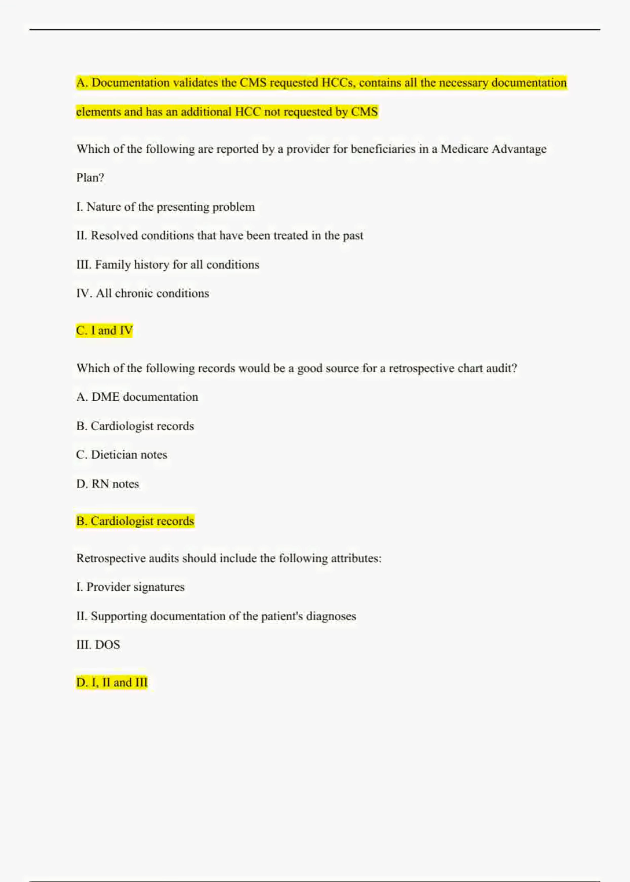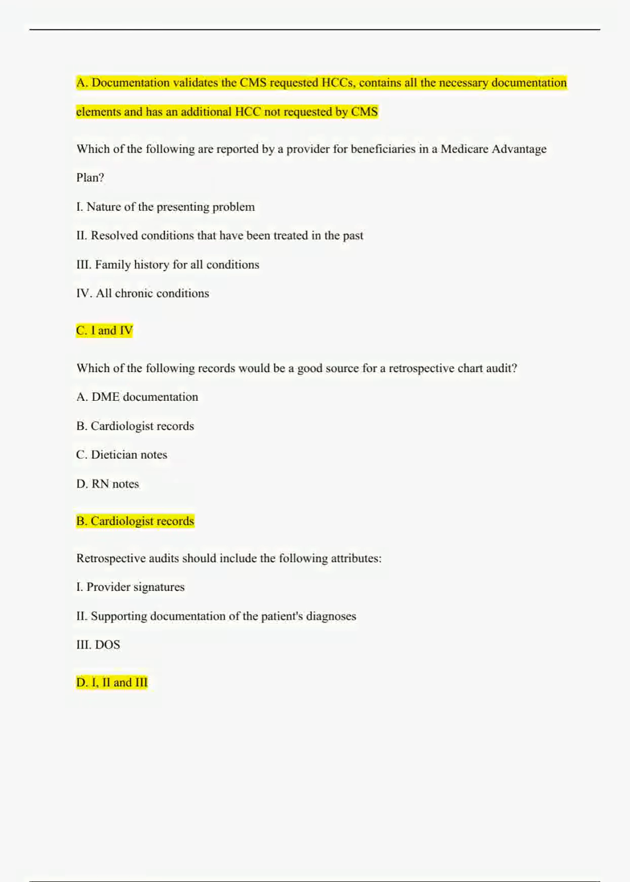Which of the following are reported by a provider for beneficiaries in a Medicare Advantage plan? 1. Nature of the presenting problem. 2. Resolved conditions that have been treated in the past. 3. Family history for all conditions. 4. All chronic conditions.